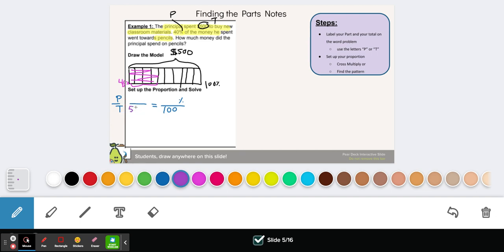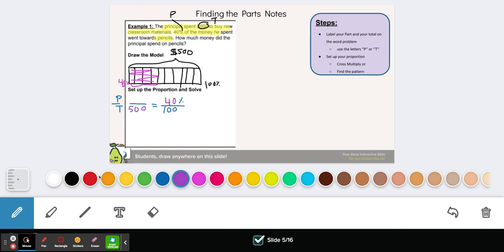So let's fill in our missing parts. And then our part is going to be 40%. I cannot put 40% right here because this is not talking about percents. I know percents are always out of 100, so I need to put it over here on this side. So I need to write 40.